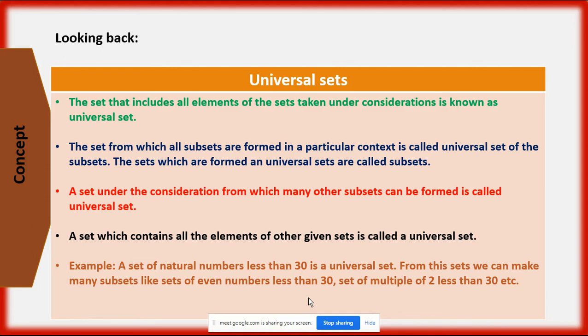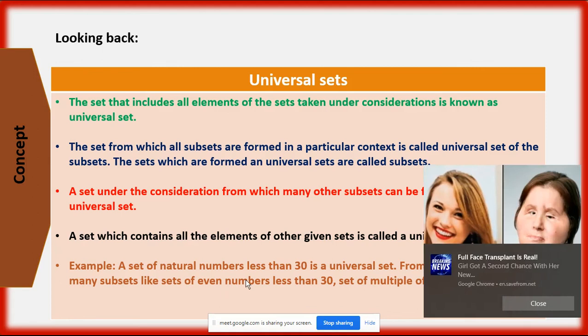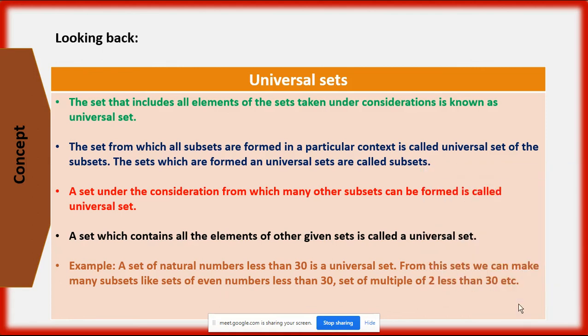And the last definition of universal set, which you can see in the black letters: a set which contains all the elements of the given sets is called a universal set. I think it is easier for my students. A set which contains all the elements of other given sets, because the other given sets are considered as subsets, and the big set is the universal set. Anyway, you can study whichever definition best suits you.